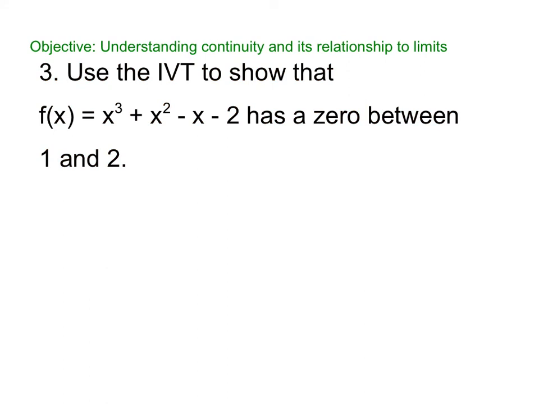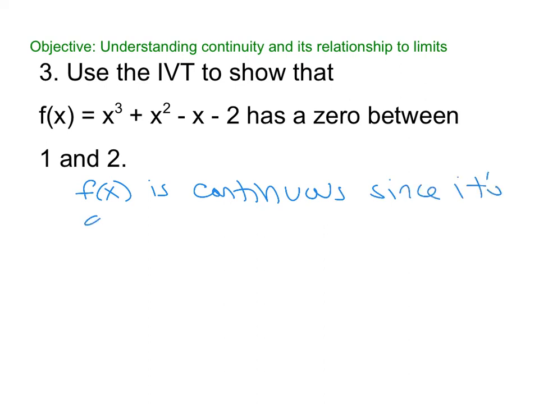All right, so use the IVT to show that f of x equals x cubed plus x squared minus x minus 2 has a 0 between f of 1 and f of 2. First thing we always need to say with the intermediate value theorem is that we have to be continuous. So I'm going to start by saying f of x is continuous since it's a polynomial. Polynomial. Okay, so now we need our y values.